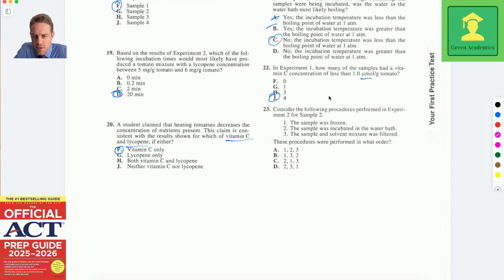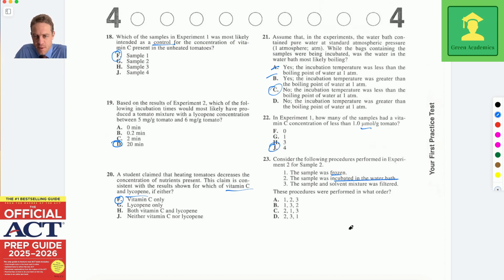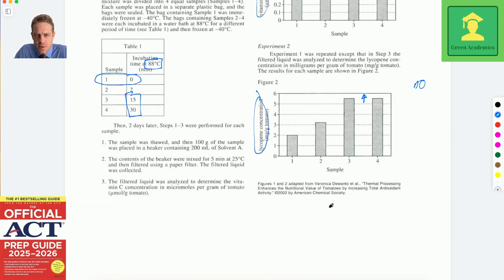Consider the following procedures performed in experiment 2 for sample 2. Frozen, incubated in water bath, sample and solvent mixture was filtered. These procedures were performed in what order? In experiment 2 for sample 2.